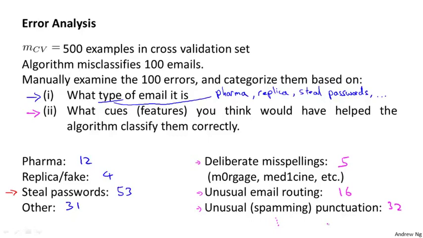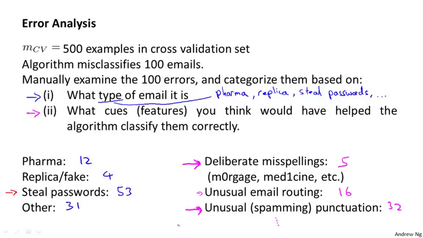And if this is what you get on your cross-validation set, then it really tells you that maybe deliberate misspellings is a sufficiently rare phenomenon that it's not worth a lot of time trying to write algorithms to detect that. But if you find a lot of spammers are using unusual punctuation, then maybe that's a strong sign that it might actually be worth your while to spend the time to develop more sophisticated features based on the punctuation. So this sort of error analysis, which is really the process of manually examining the mistakes that the algorithm makes, can often help guide you to the most fruitful avenues to pursue.